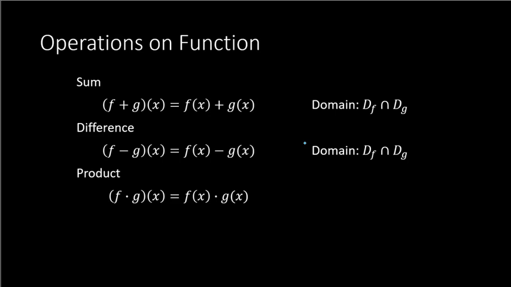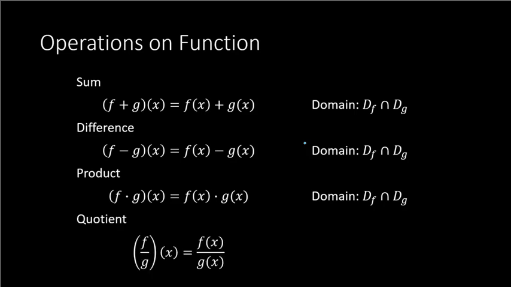And again, the domain is going to be the intersection of the domain of f and the domain of g. And then for dividing functions, if we have f divided by g of x, that is equal to f of x divided by g of x. And the domain of this is, again, the intersection of the two domains, the domain of the f function and the domain of the g function. But also take note that the denominator, whatever's down here, cannot equal 0. All right, so that's the domain of a quotient function.